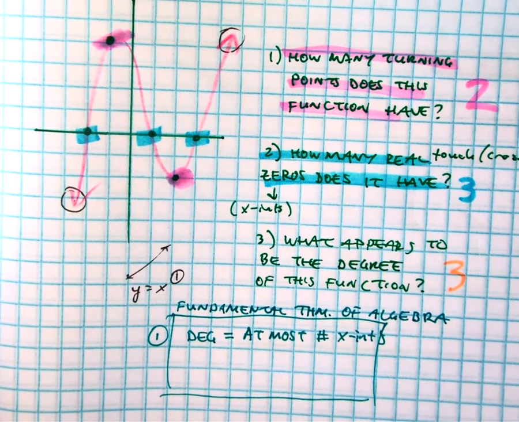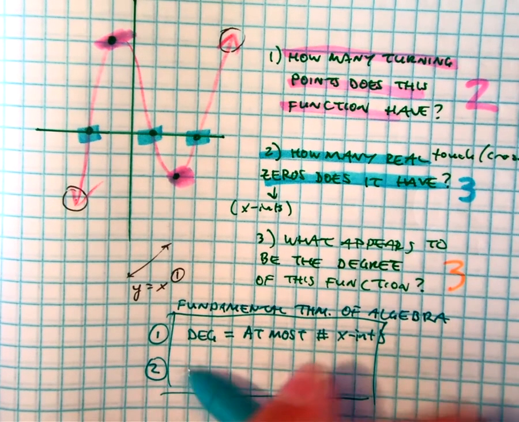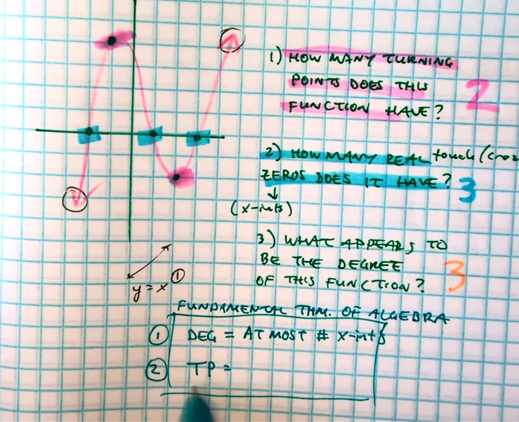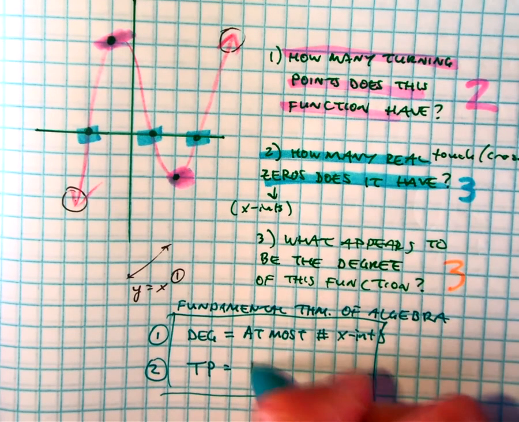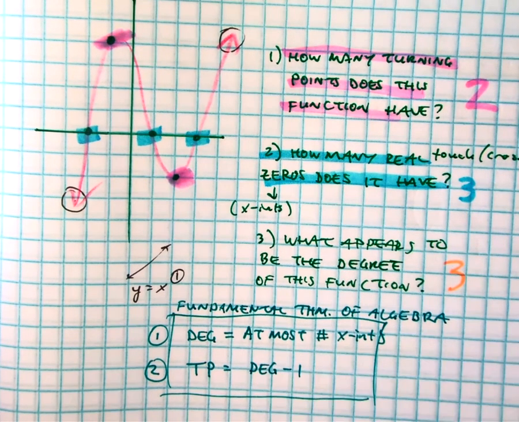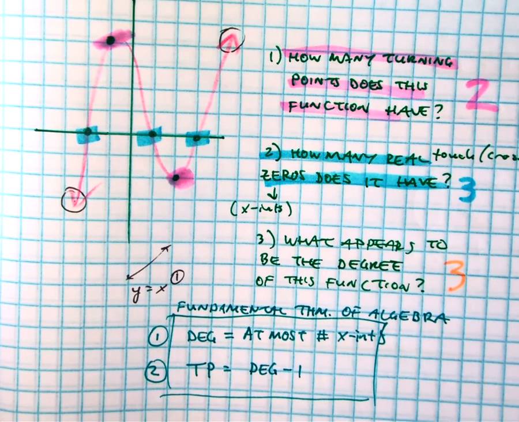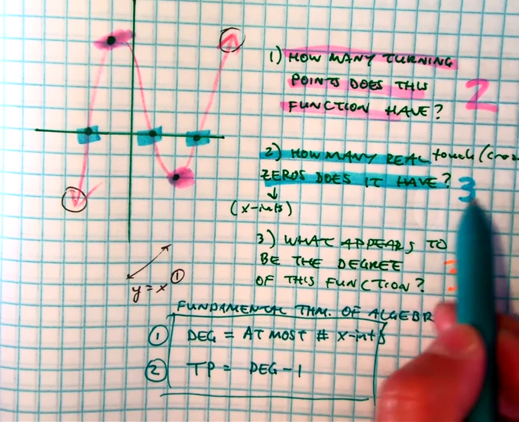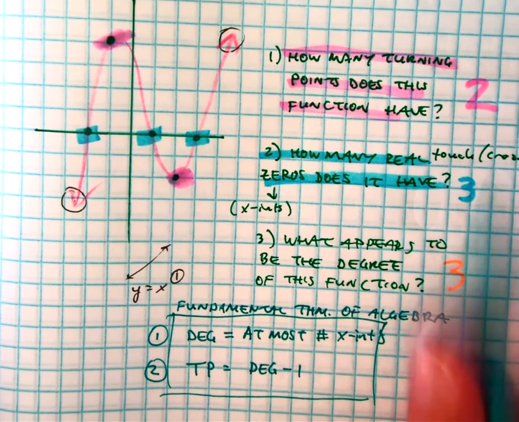And then the second idea we just learned from here is that the number of turning points, class, what does that stand for? Is going to be your degree minus 1. So the most amount of turning points we'll have is your degree. In this case, it is a 3. So 3 minus 1 gives us the 2.